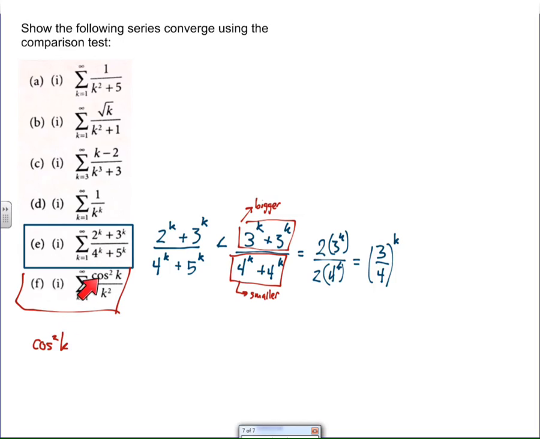And lastly, we have the cosine squared of k over k squared. Notice the cosine goes from -1 to 1. If we square that, it's going to be bounded by 0 and 1 because there will be no more negativity. So we can just simply compare this to 1 over k squared and guarantee that this is larger every time.